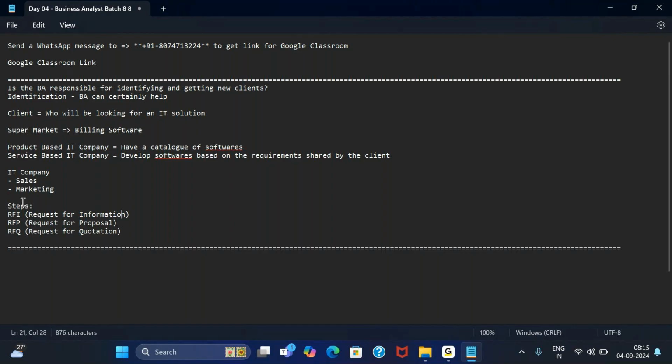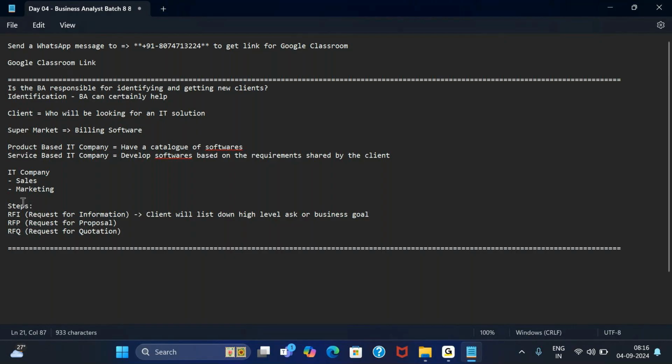Okay, so the first part, RFI. What this process actually tells about is that the client will share information about what kind of work or support they need from an IT company, or in simple words, we often call this a business goal.